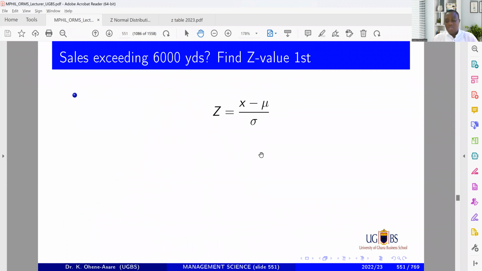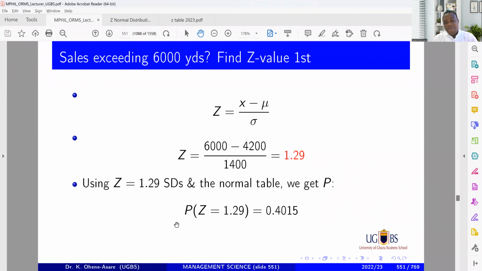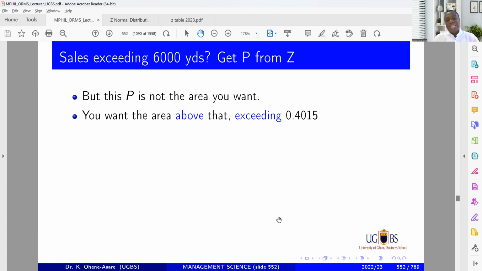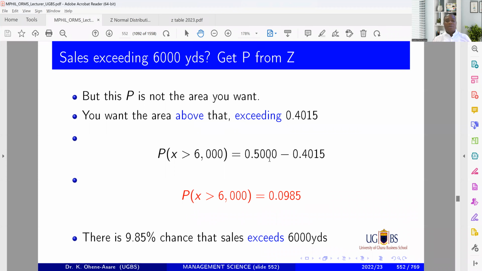Once you use the z value, we got 1.29. Then we read that 1.29 from the table, and that gave us 0.4015. Now we need to look for the area that exceeds that, and to get it, you subtract 0.4015 from 0.5. That is what gave you 0.0985. So there's a 9.85% probability that sales will exceed 6,000.